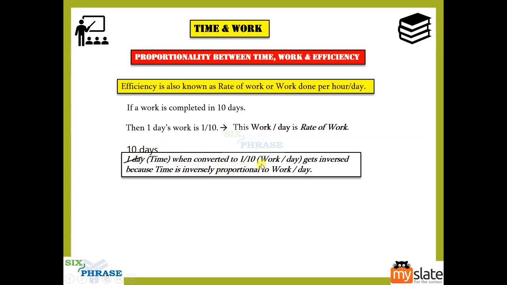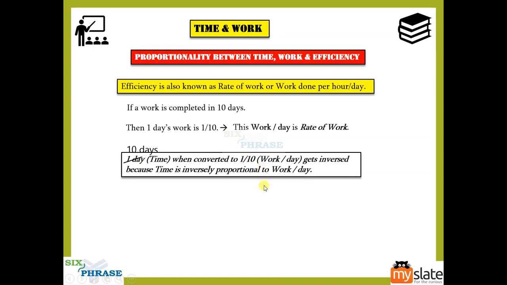Now what is the reason? How did 10 become 1 by 10? Or in other words, you are inversing 10. Why do you inverse 10? It is because time and efficiency are inversely proportionate. We saw that a couple of slides back. What did we see? Time is inversely proportionate to work per day or efficiency. That is why 10 days becomes 1 by 10.